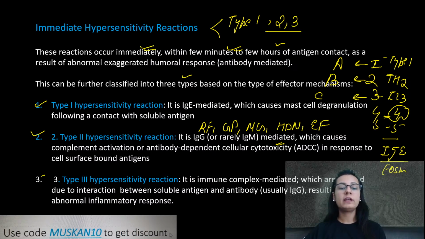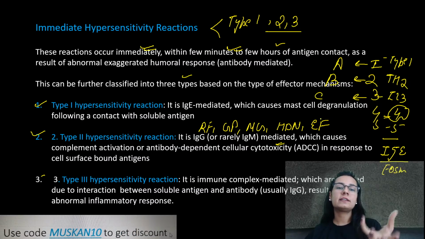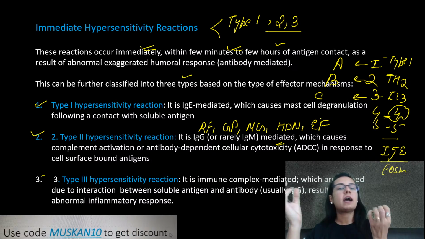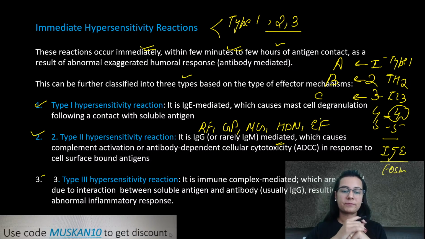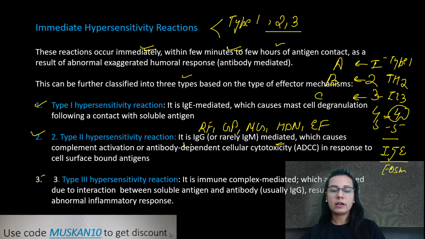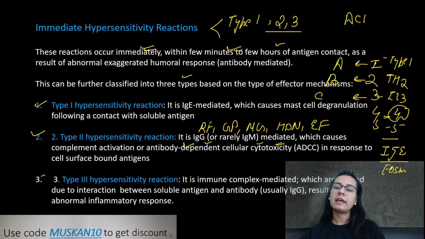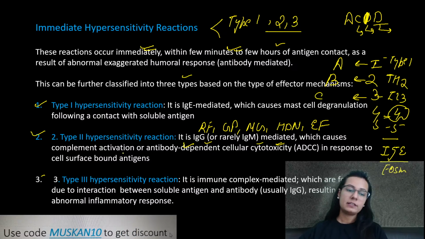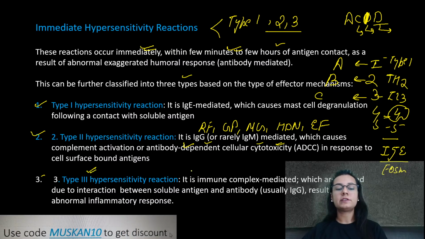And here what is happening? Mainly the exogenous antigen goes and sticks to our own cell, so that cell is recognized as a foreign cell by the antibodies, and this will activate the complement system. Okay, so this is the antibody dependent cellular cytotoxicity. And remember the mnemonic ACID: A is anaphylactic first, type 1; type 2 cytotoxic; type 3 immune complex; type 4 delayed.